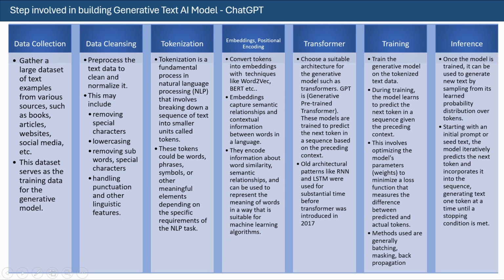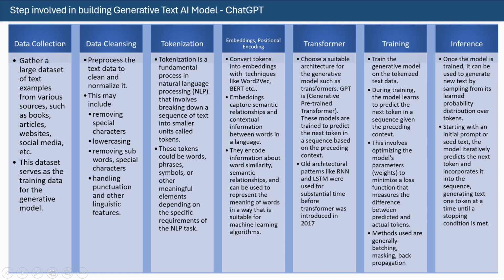Step 7. Inference, text generation. Once training is complete, the model enters the inference stage. Inference means using the trained model to generate new text. When you give ChatGPT a prompt, the model predicts the next token, adds it to the sequence, and repeats this process one token at a time. This continues until a stopping condition is met, like the end of a sentence or a complete response.